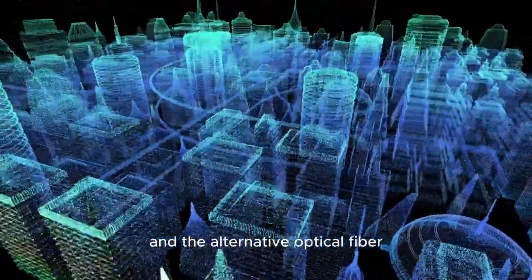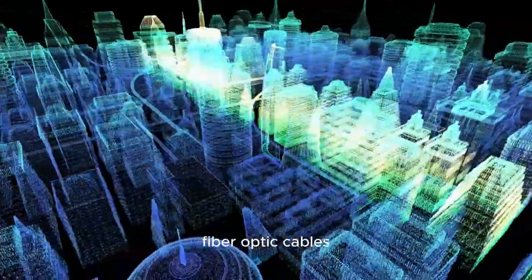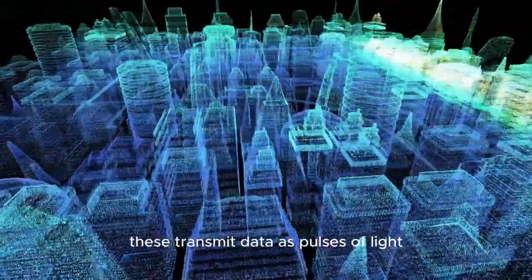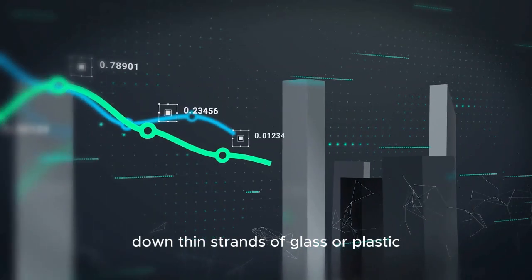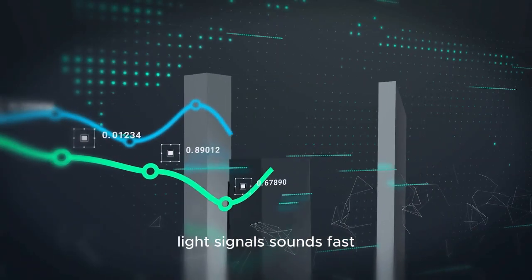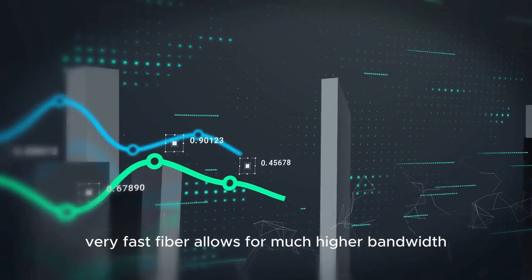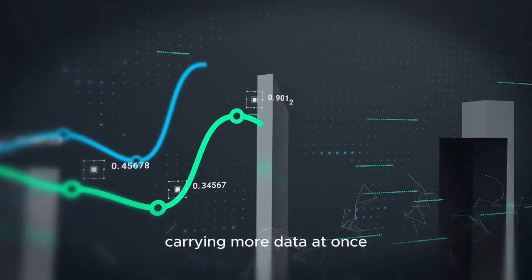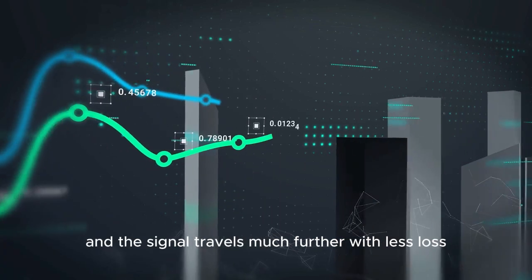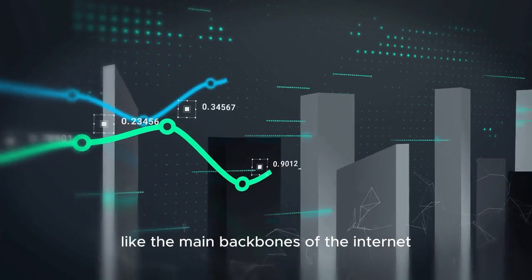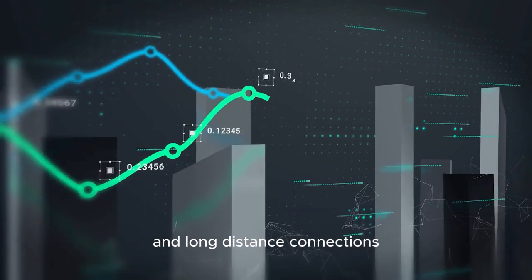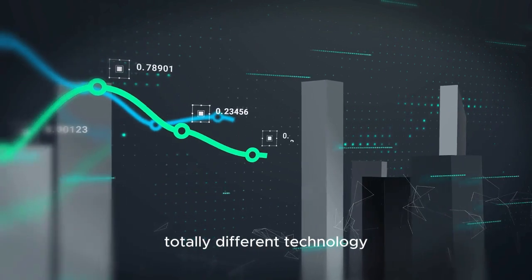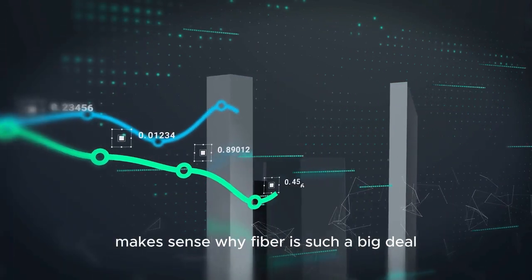And the alternative? Optical fiber, fiber optic cables. These transmit data as pulses of light down thin strands of glass or plastic. Light signals. Sounds fast. Very fast. Fiber allows for much higher bandwidth, carrying more data at once, and the signal travels much further with less loss. That's why it's used for the main backbones of the internet and long-distance connections. Totally different technology, much higher performance. Makes sense why fiber is such a big deal.